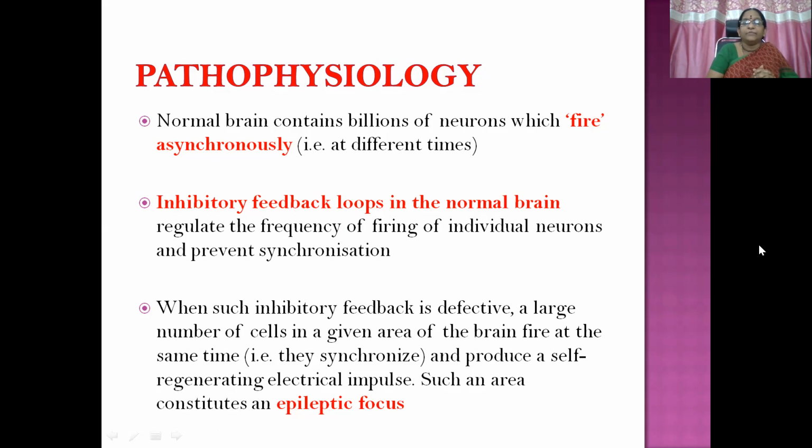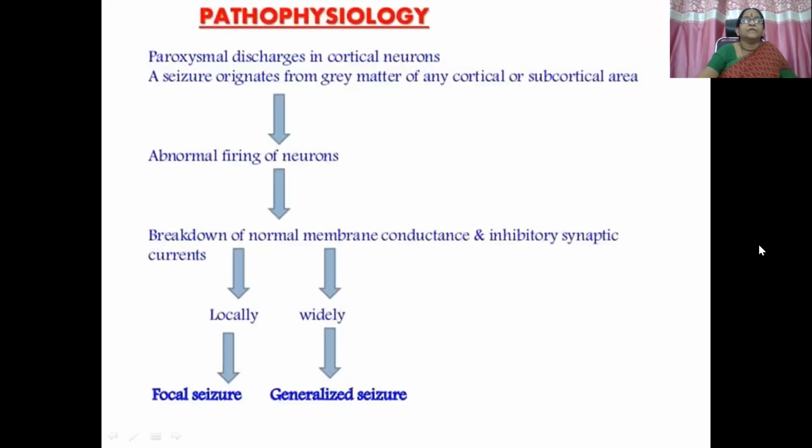When such inhibitory feedback is defective, a large number of cells in a given area of the brain fire at the same time. That is, they synchronize. So many nerve fibers synchronize, and then together they start getting stimulated, producing a self-regenerating electrical impulse. Firing together, such an area constitutes an epileptic focus. So paroxysmal discharges in cortical neurons: a seizure originating from gray matter of any cortical or subcortical area, with abnormal firing of neurons, then breakdown of normal membrane conductance and inhibitory synaptic currents.